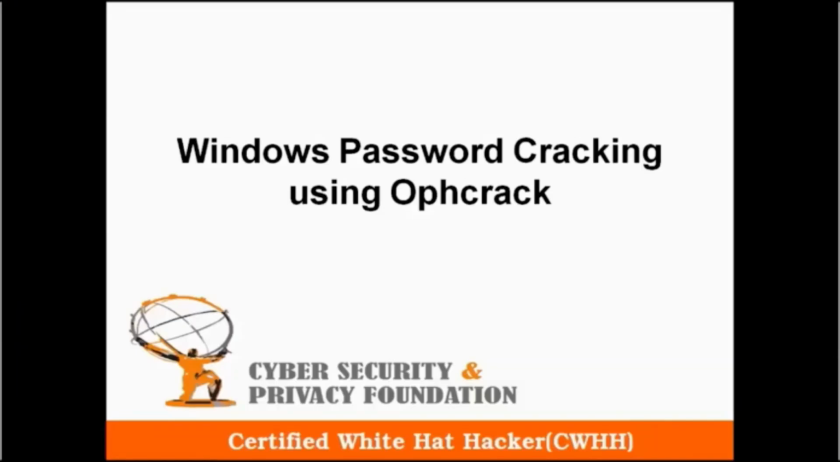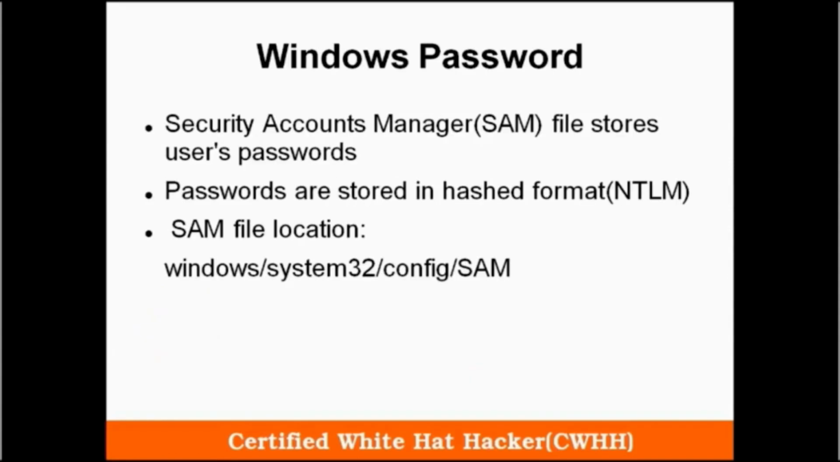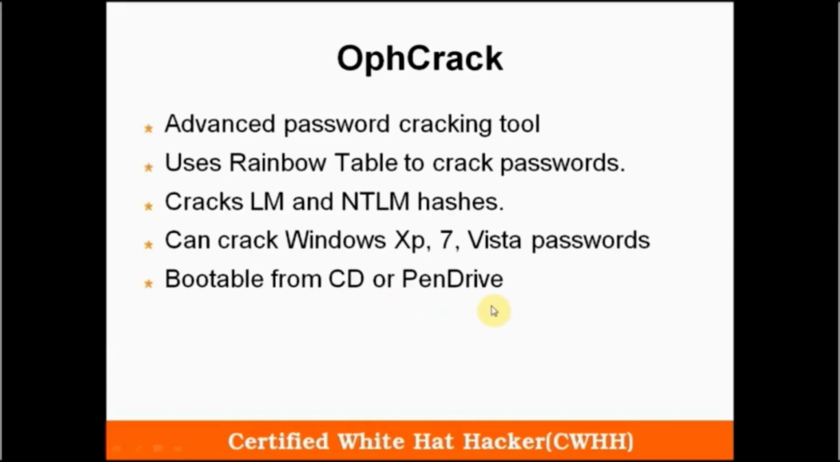In this section, we'll be seeing how to crack Windows passwords using offcrack. So how do Windows passwords work? Windows passwords are stored in a file called Security Accounts Manager file or SAM file, and they are in a hashed format, and the SAM file is located at Windows\System32\config\SAM.